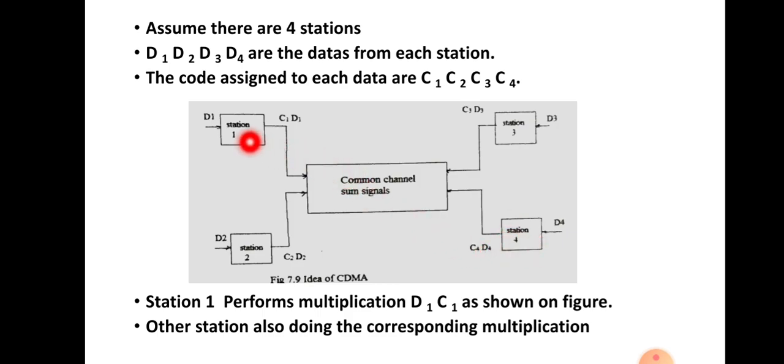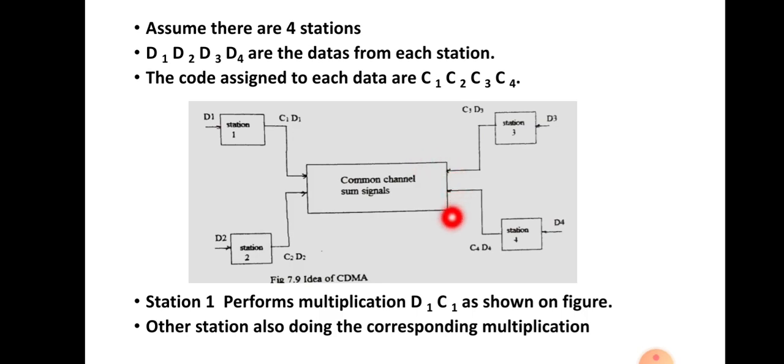So station 1's data will be multiplied with its code word. C1 into D1 multiplication takes place at station 1, C2 into D2 at station 2, C3 into D3 at station 3, and C4 into D4 at station 4. After that, all these products, C1 D1, C2 D2, C3 D3, C4 D4, are given to the channel.